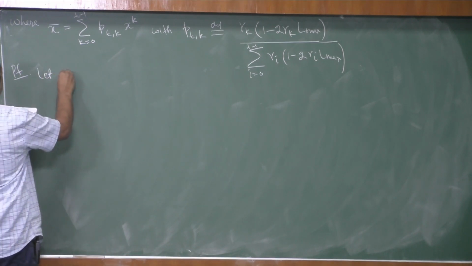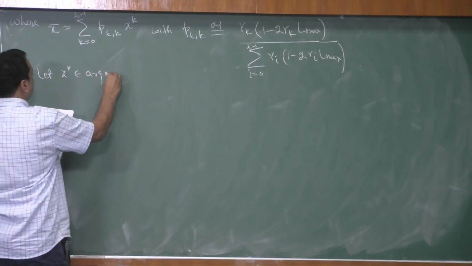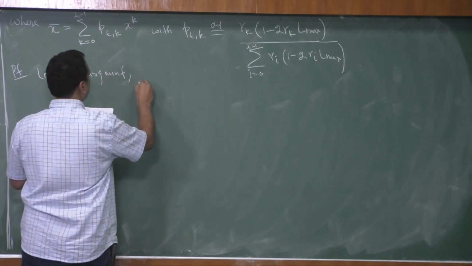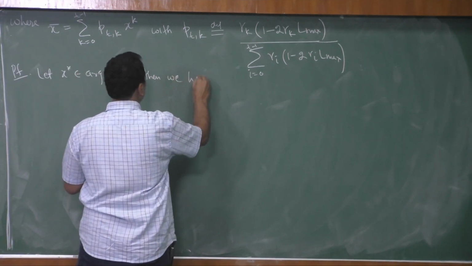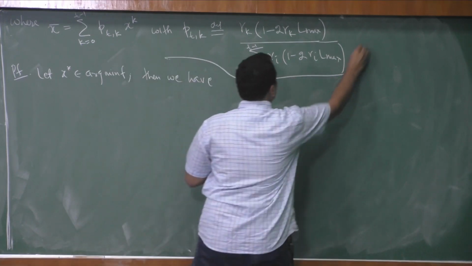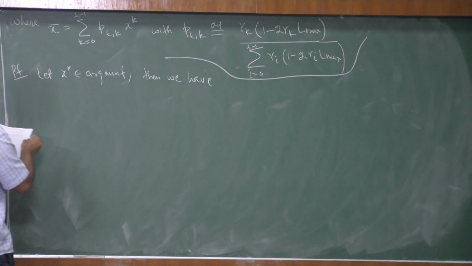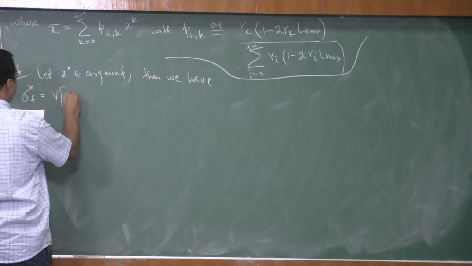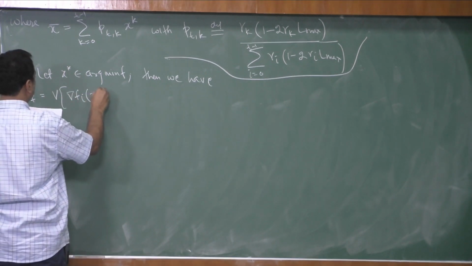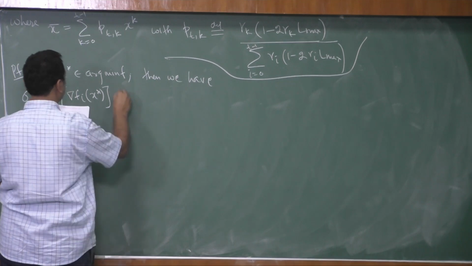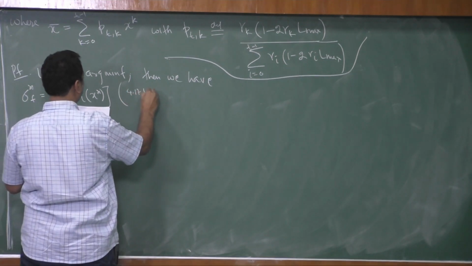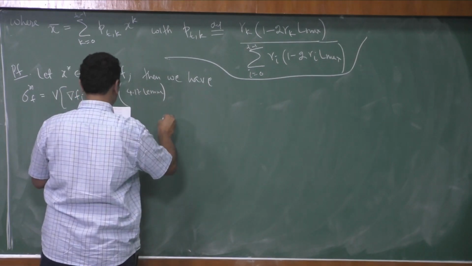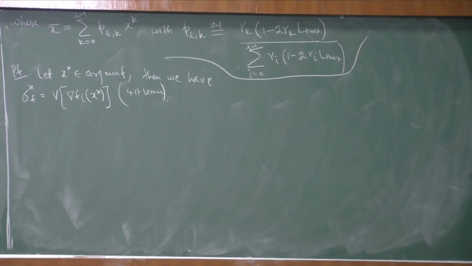Let x star be in argmin of f. Then we have sigma star f, the way it's defined, is the average of grad f_i at x star. This is like Lemma 4.17, right? And at the kth step we will be taking expectation conditioned on e_k, because we see only up to k.